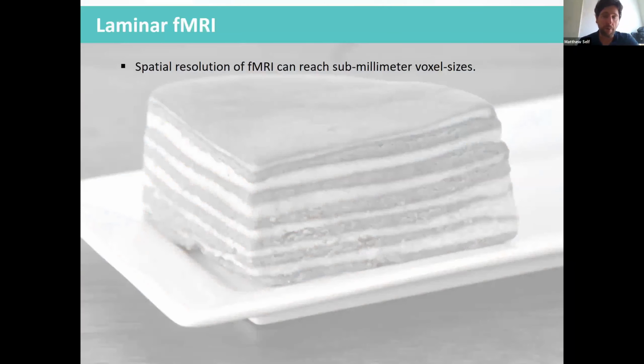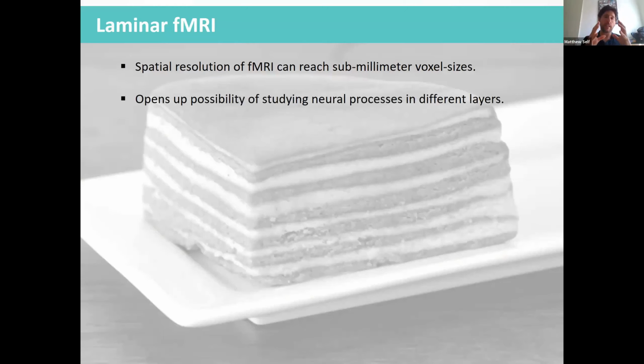So laminar fMRI is a relatively recent tool, which has been made possible as voxel sizes have been pushed into the sub-millimeter range. So with a voxel size of 0.8 millimeters isotropic, that's about the same size as layer 4, for instance, in the primary visual cortex. So this opens up the possibility of actually isolating fMRI signals in different layers of cortex.